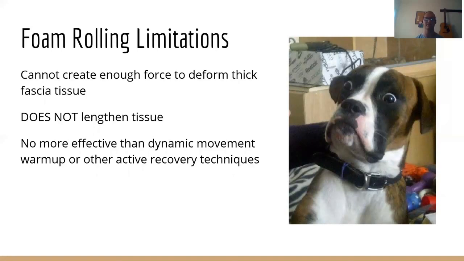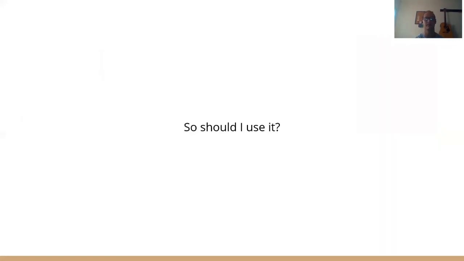The release that you feel when you're foam rolling is actually stimulating mechanoreceptors, which are embedded in the fascia. And that's essentially sending a signal into the muscle and causing it to perform a quick local spasm. It's changing the tonicity of the muscle, and that's the release that we're feeling. Unfortunately, it is also no more effective than a dynamic movement warm-up in movement preparation or for other active recovery techniques after the workout.